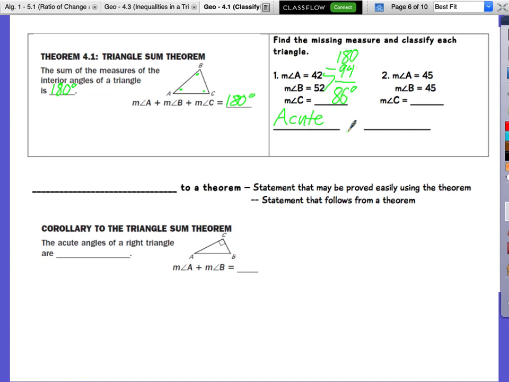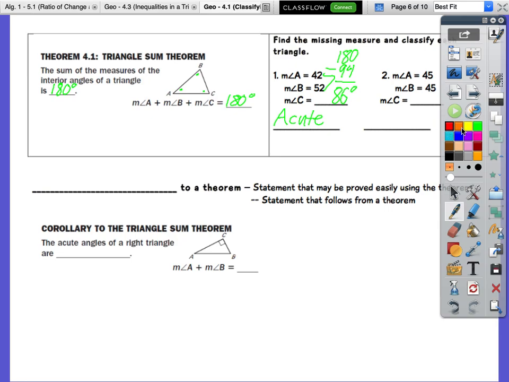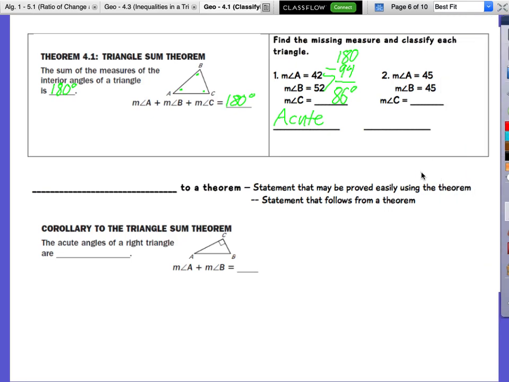So if we know these two angles, A and B here, how could we find angle C? Raise your hand if you can tell me how we would find that. Okay, Nick. Do the same thing you did for number 1. Okay, so that is adding these two and doing what with this 90? Subtracting it from 180. And what do we get? 90 degrees, okay? So if this is 45 degrees, 45 degrees, and 90 degrees, what kind of triangle do we have? Right. A right triangle, because it has a right angle.